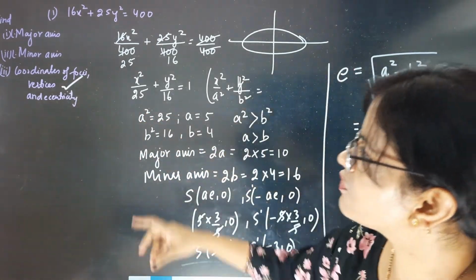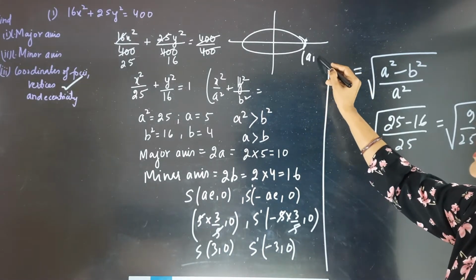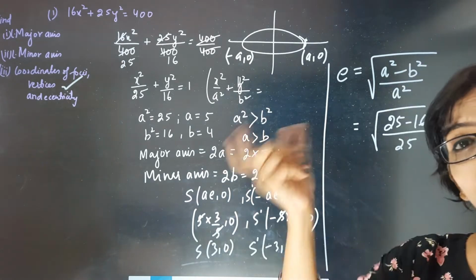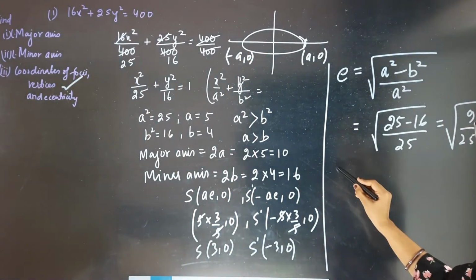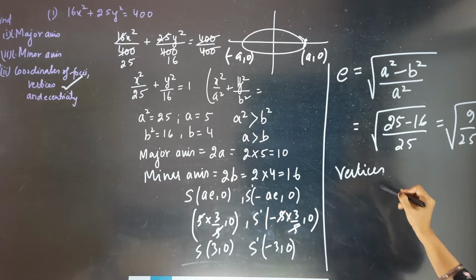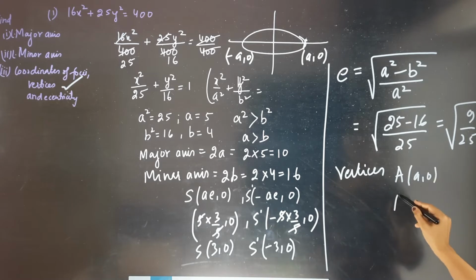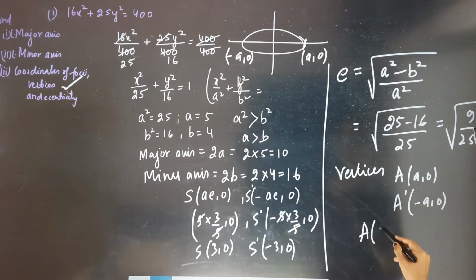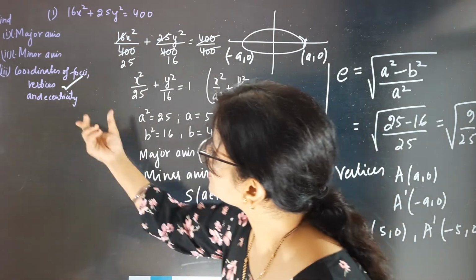Now the coordinates of vertices. You know that the vertex points will be a comma 0 and minus a comma 0, because the ellipse is resting on the major part, the x axis. A is 5, so the vertices are 5 comma 0 and minus 5 comma 0. Done. Only this much we have to do.